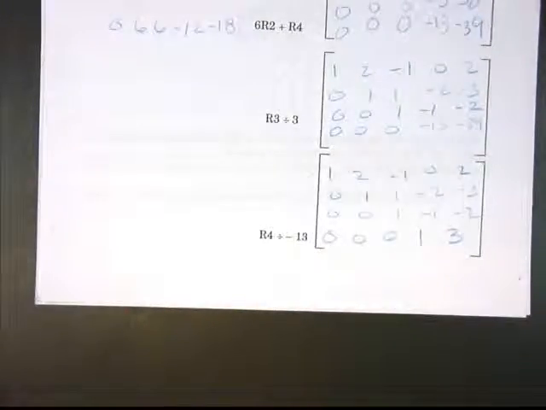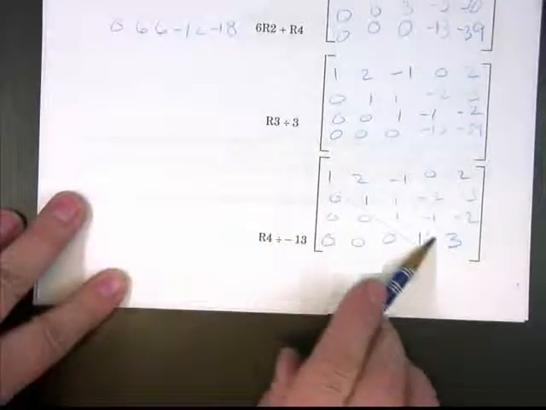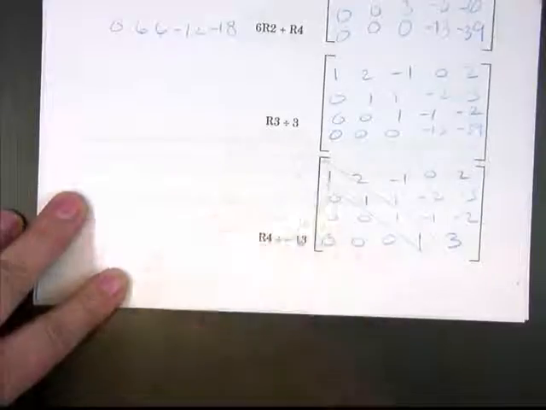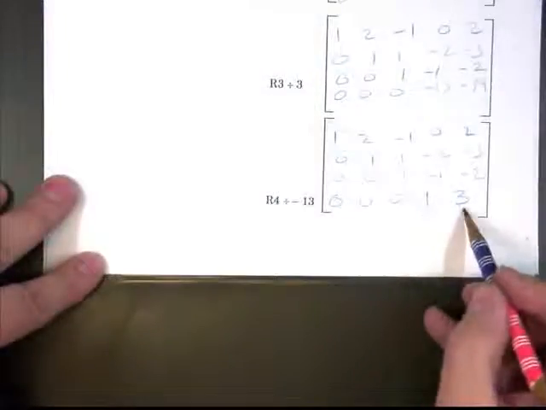So here we're getting much, much closer. We have zeros below. We have 1s on the diagonal. So this is our row echelon form. I can now say W is 3.